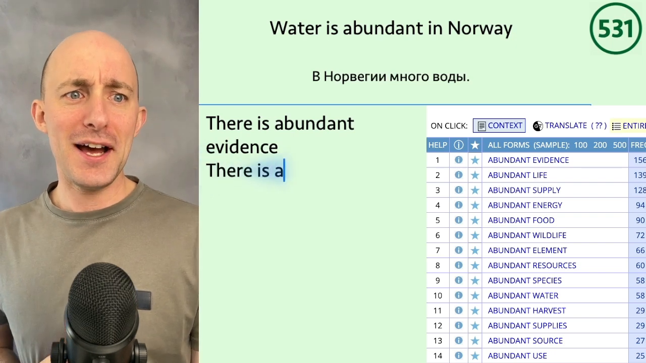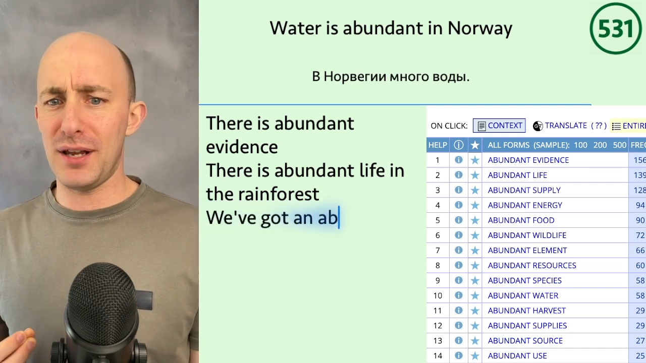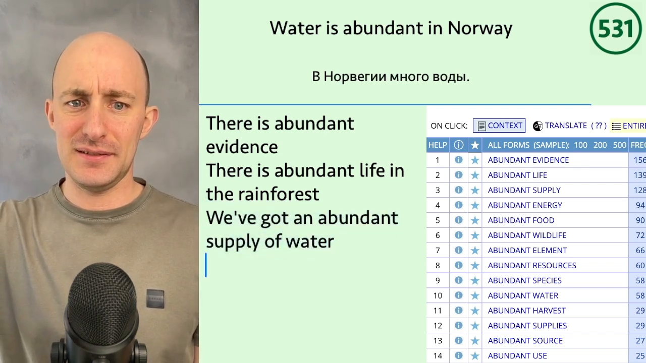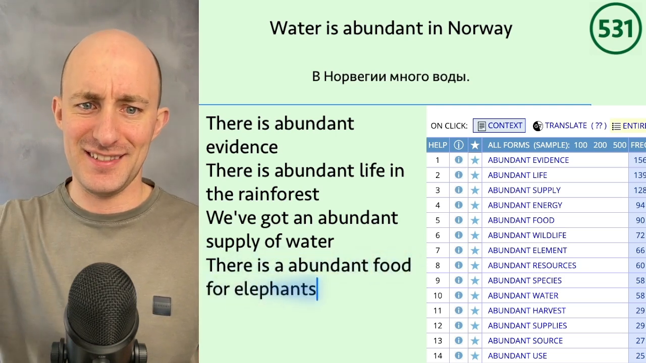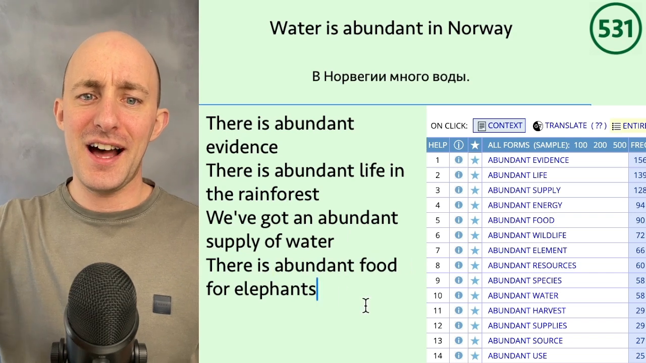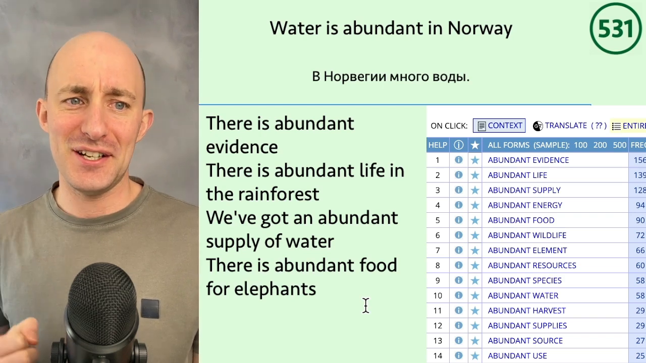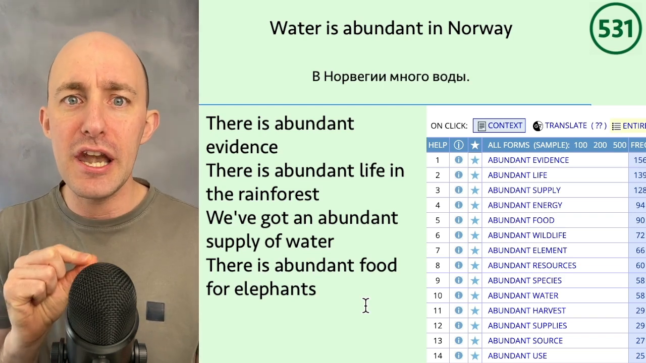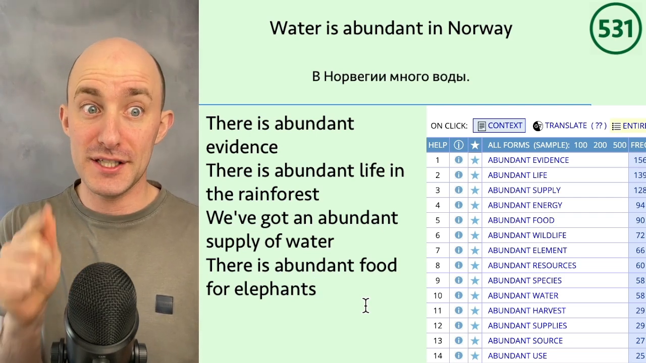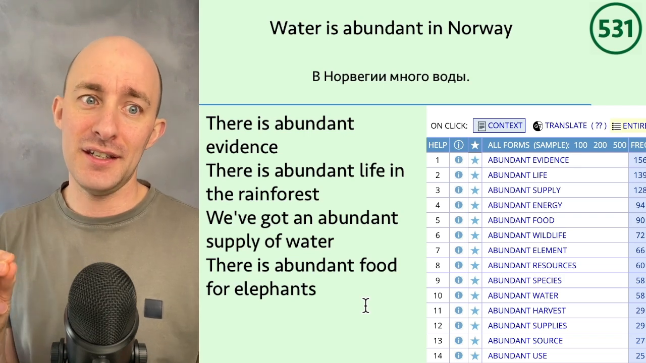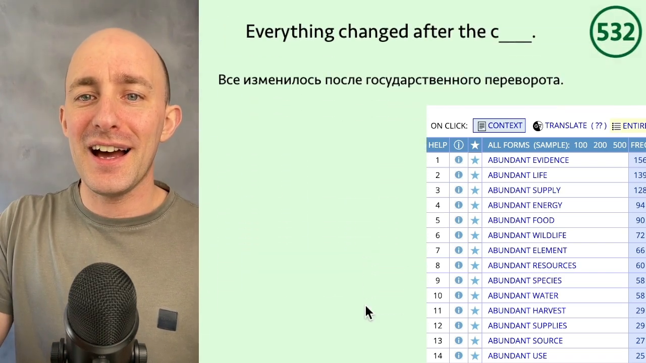There is abundant life in the rainforest. We've got an abundant supply of water. There is abundant food for elephants. I don't know. Abundant. Or the noun, an abundance. More than we need. Lots and lots. Abundant. And remember, a long n before a d. Abundant. But a very short n before a t. And abundant. Abundant. There we go. Next one.